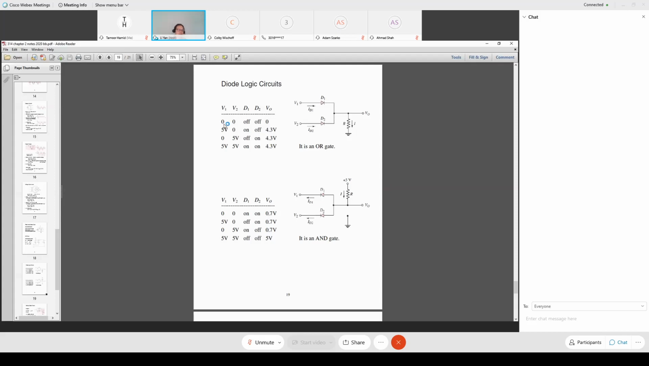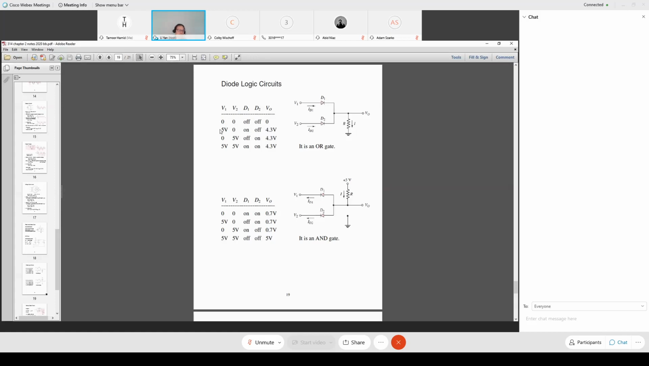First situation: both V1 and V2 are 0. Both voltages are low, at ground. You can see this side of the diode is almost grounded. If you neglect the voltage drop at the resistor, and V1 and V2 are 0, the diode voltage is 0, so the diodes are off. Both diode 1 and diode 2 are off. If both diodes are off, nothing from the input passes to the output, so the output voltage will be 0.